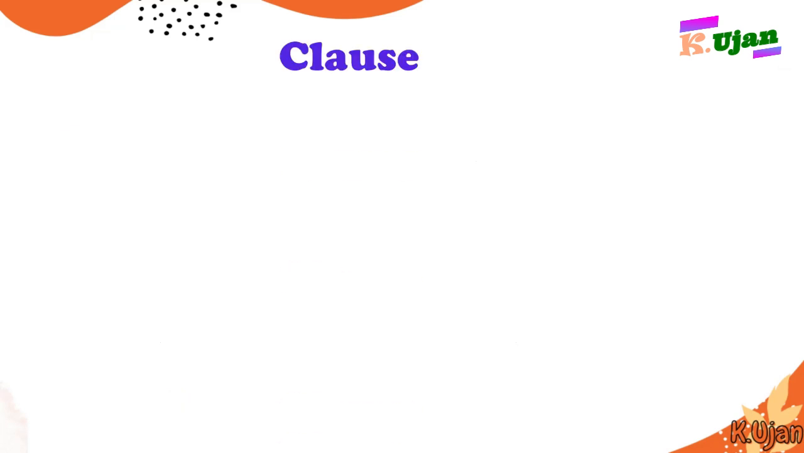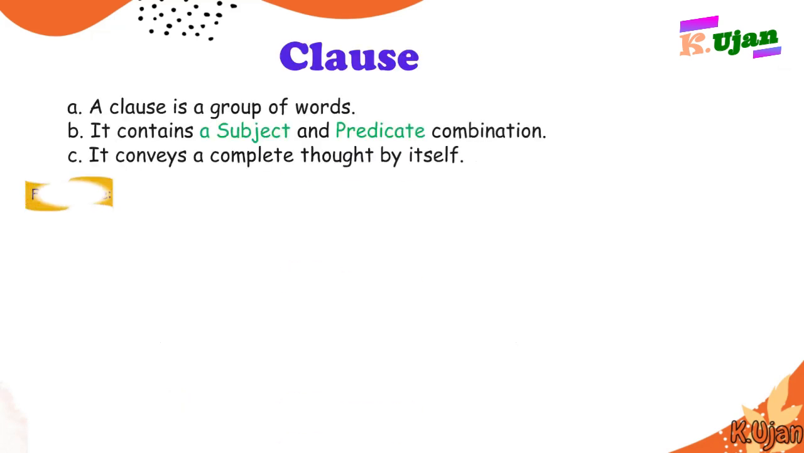Now let's begin and learn about a clause. So these are actually the characteristics of a clause. A clause is a group of words. Once again, this is easier to understand. It contains a subject and predicate combination. It conveys a complete thought by itself. Now, clause is very different than a phrase. Phrase was either the part of subject or predicate. Now, clause is actually the combination of a subject and predicate.